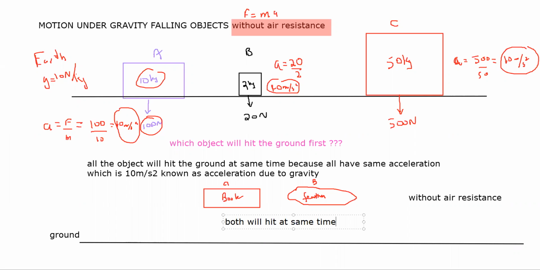Why will both hit the ground at the same time? Because there is no air resistance and their acceleration is constant. They have the same acceleration or the same change in speed. So same acceleration or same change in speed for them.